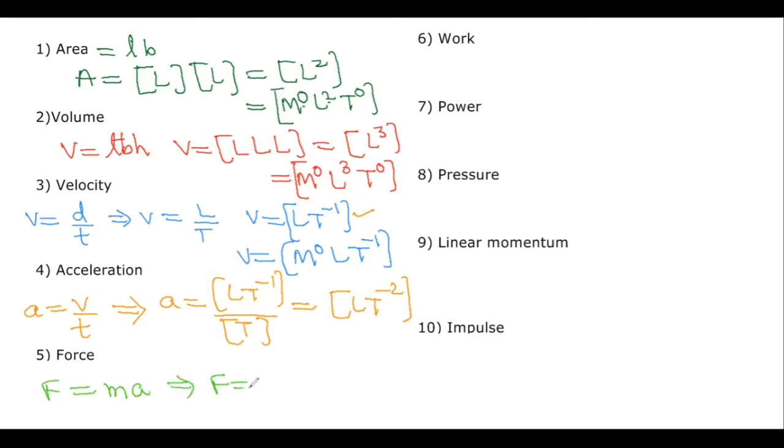Mass is a fundamental quantity, which is M. Area we calculated, and acceleration we just wrote as LT^-2. So you will get MLT^-2. This is the dimensional formula for force. Area, volume, velocity, acceleration are actually derived quantities.